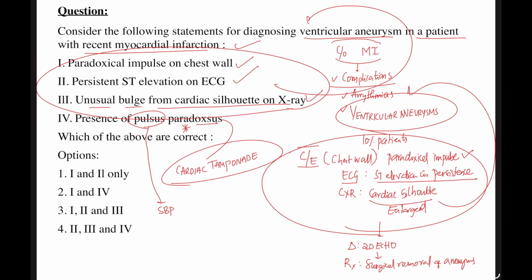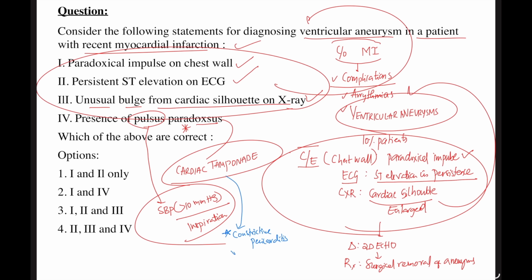Systolic BP, there is a pathological decrease, that is more than 10 mmHg decrease during inspiration. Pathological decrease of SBP during inspiration is pulsus paradoxus. It is seen in cardiac tamponade. Apart from cardiac tamponade, what are the other conditions where you see it? It is also a question, just for the sake of revision. Pulsus paradoxus is seen in cardiac tamponade. It is seen in constrictive pericarditis. Inspiratory fall in BP is seen in this condition.